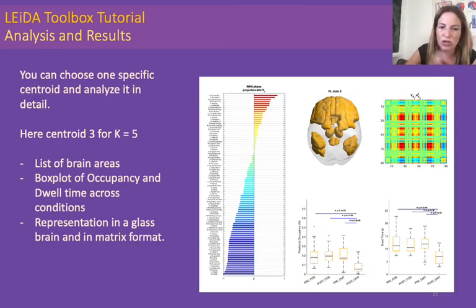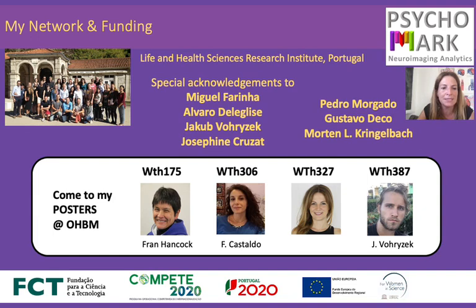You can obtain the list of brain areas involved, you can look at the box plots for probabilities and dwell times, and represent them in different formats. So thank you. I hope you give it a try and go to the PsychoMark website, but also please don't hesitate to contact me. I will try as much as I can to give some support if you find errors. This is still an ongoing process, of course.